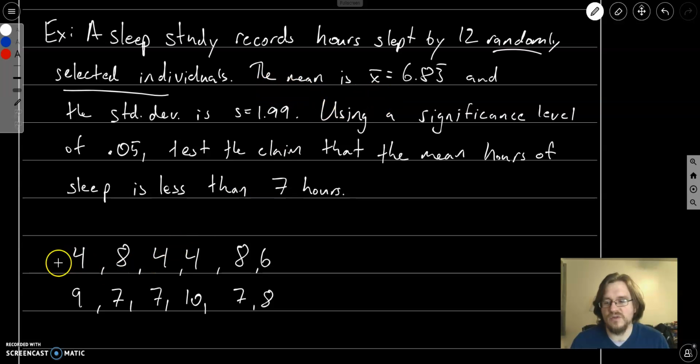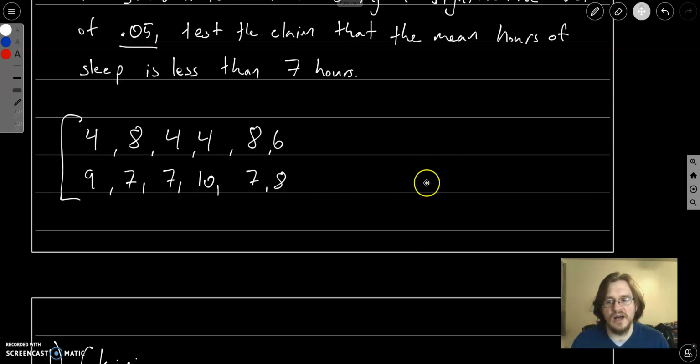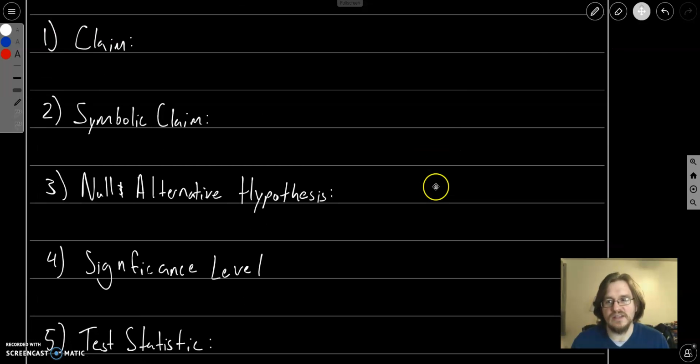The hours are listed down here, but the mean is going to be 6.83 repeating, and the standard deviation rounded to 2 decimal places is 1.99. So using a significance level of 0.05, we want to test a claim that the mean hours of sleep is less than 7. So let's go through our process.